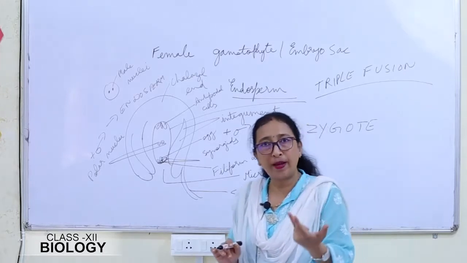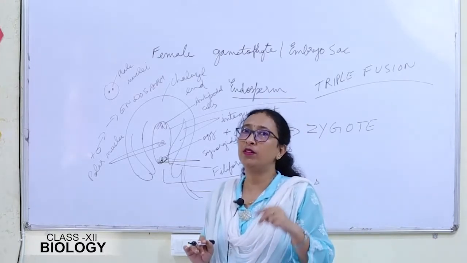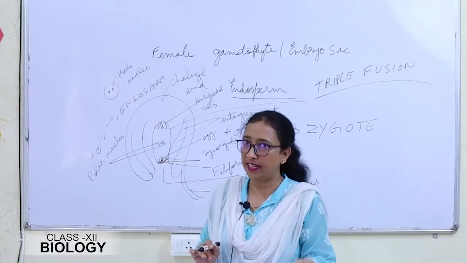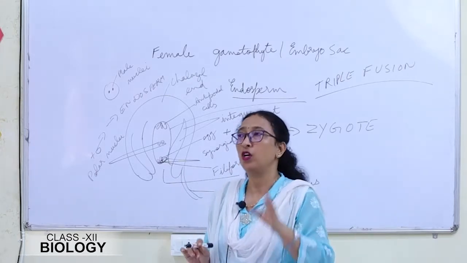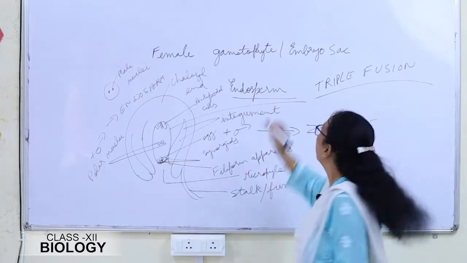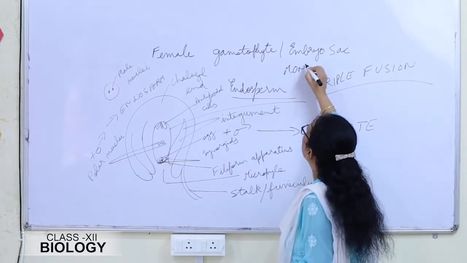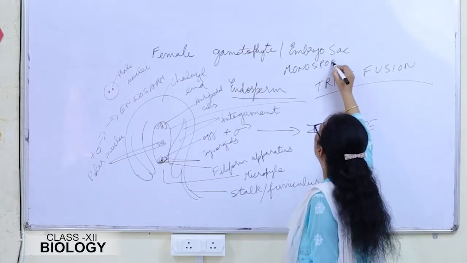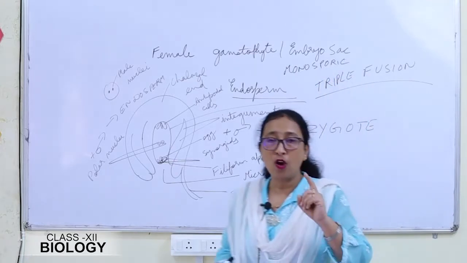If 2 megaspores are involved, then it will be known as bisporic. Similarly, tetrasporic, involving 4. So mostly it is a monosporic embryo sac. That is, it is developing from 1 megaspore.